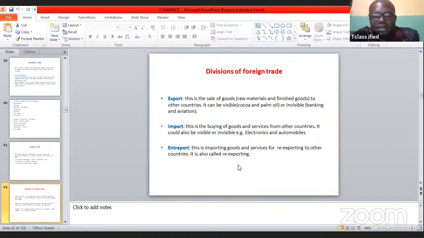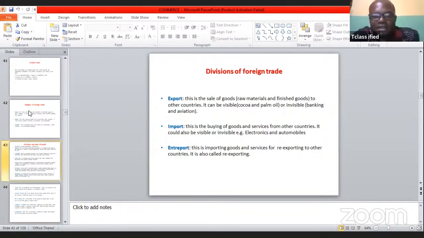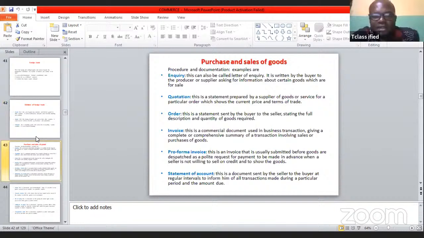Then you have what we call entreport. This is importing goods and services for re-exporting to other countries. It can also be called re-exporting. So when you say entreport, it simply means you're buying in order to re-export. Okay. So that is it for trade: home trade, foreign trade, retail, wholesale, import, export, entreport. So in subsequent classes, we're going to be looking at purchase and sale of goods and other topics.